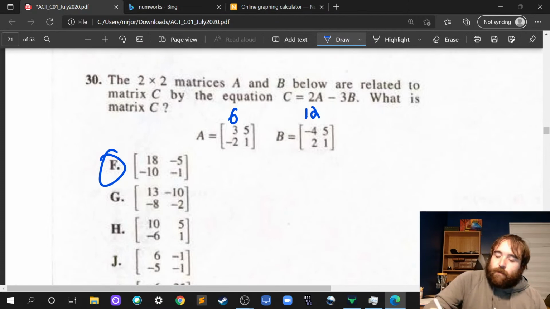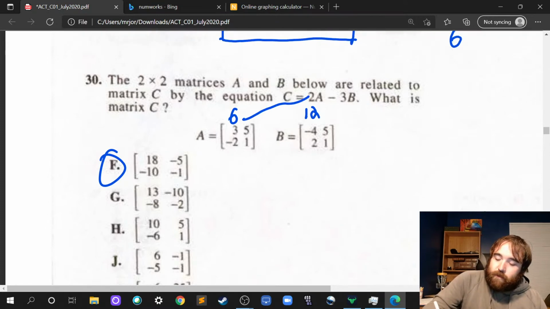Matrices are pretty easy on the ACT. It's kind of self-explanatory. See how 2 times A just means 2 times all of those numbers, and 3 times B means 3 times all of those numbers. And notice you really don't even have to do most of them. In this case, you only have to do one of them.